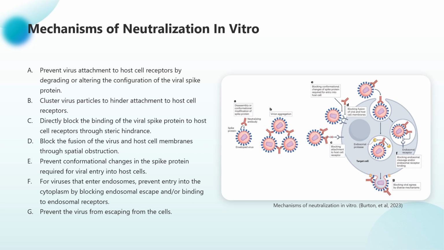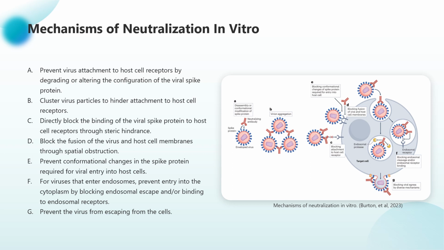Antibodies can also directly block the binding of viral spike proteins to host cell receptors through steric hindrance, a physical barrier that prevents the virus from connecting to the cell. Similarly, these antibodies can inhibit the fusion of viral and host cell membranes, which is essential for viral entry into the cell, also through steric hindrance.